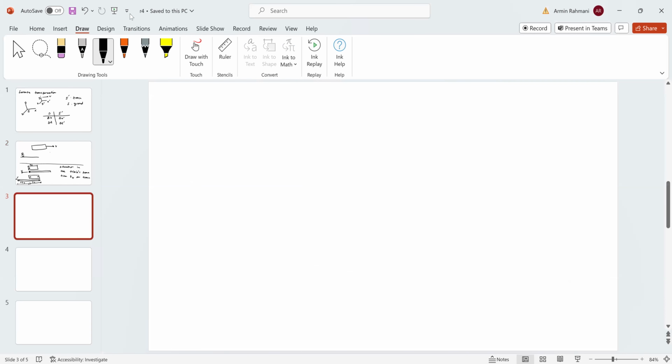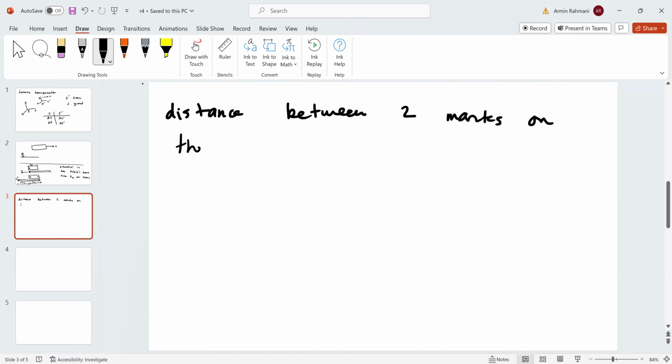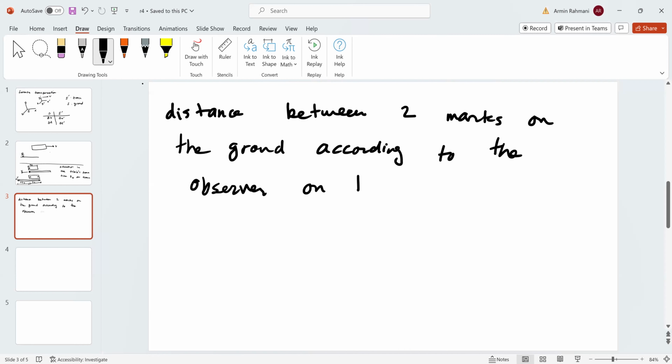Let's do that. So the distance between two marks on the ground, according to the observer on the train, is xt plus vtt.